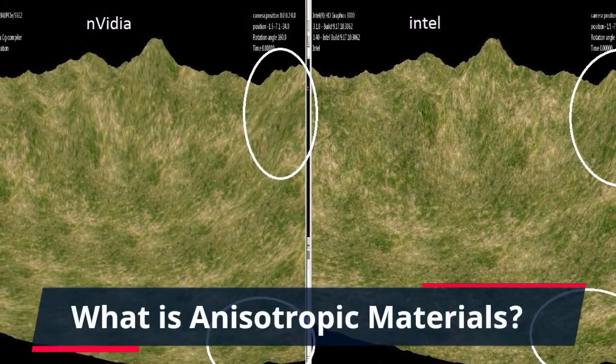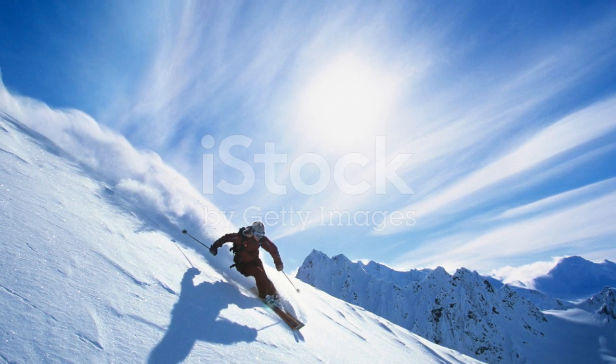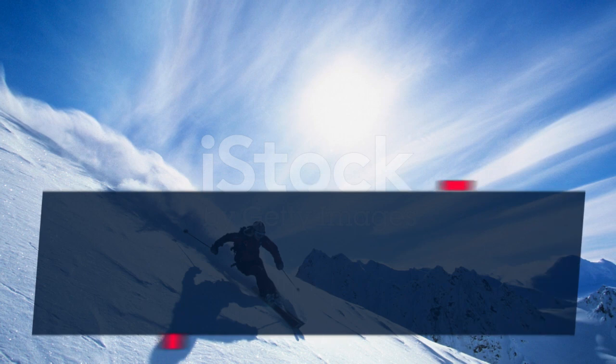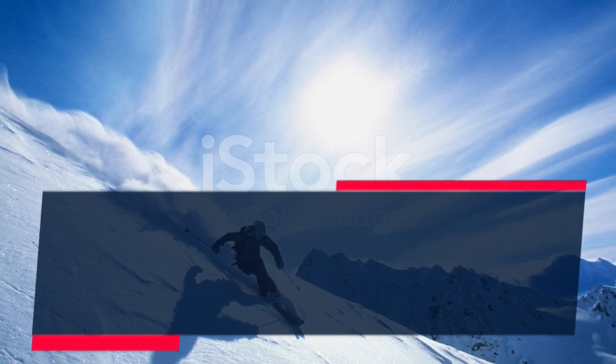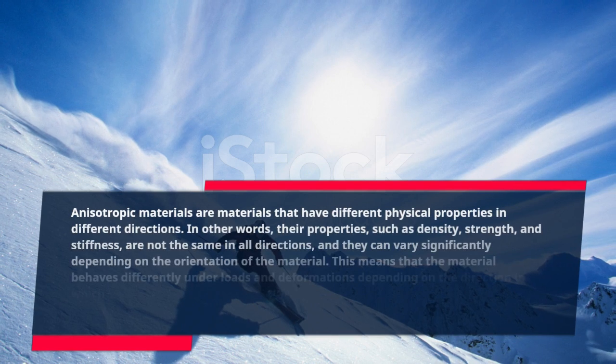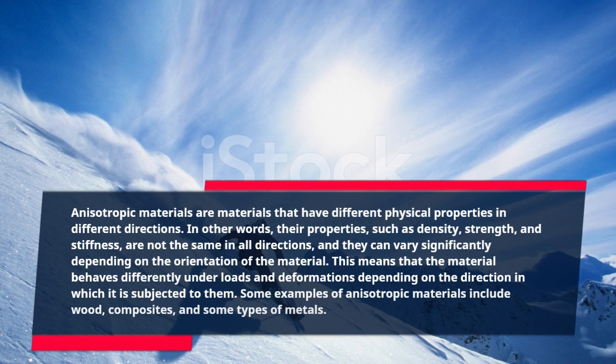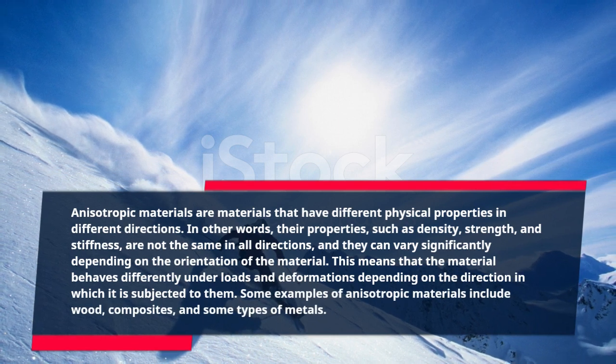What are anisotropic materials? Anisotropic materials are materials that have different physical properties in different directions. In other words, their properties, such as density, strength, and stiffness, are not the same in all directions, and they can vary significantly depending on the orientation of the material.